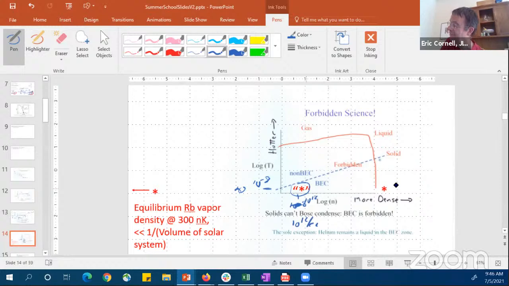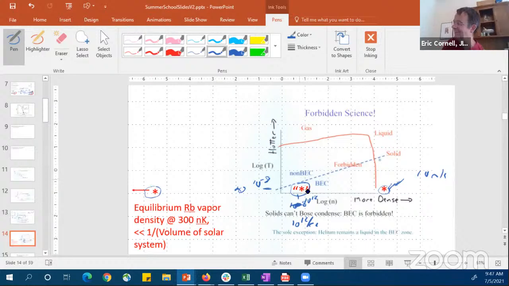If we were in equilibrium at 10 nanokelvin, there are two equilibrium states. There's a solid, which is just condensed matter like any metal, and then there's the vapor pressure above it. At 10 nanokelvin, the vapor pressure of rubidium is such that in the volume of the solar system, inside the orbit of Neptune, there would be less than 1 rubidium atom. That's a very low pressure gas.